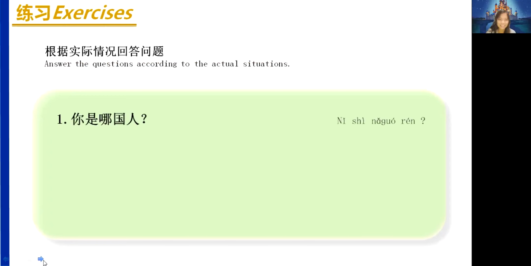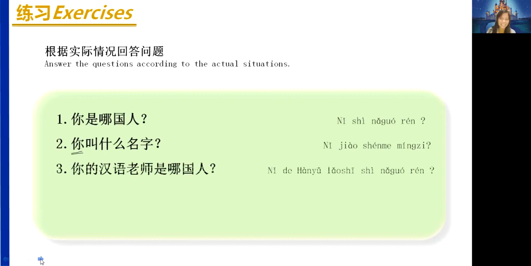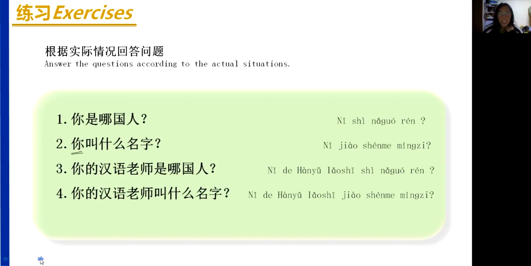你是哪国人? 他叫什么名字? 你叫什么名字? 我叫Gelmae. 你的汉语老师是哪国人? Wo de Hanyu laoshi shi na guo ren. Ni de Hanyu laoshi jiao shenme mingzi? Wo de Hanyu laoshi jiao Li Yue.